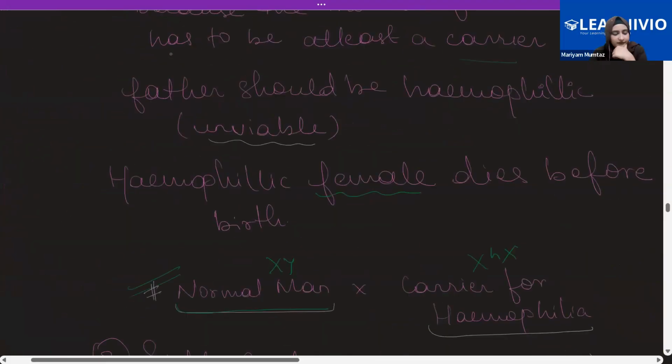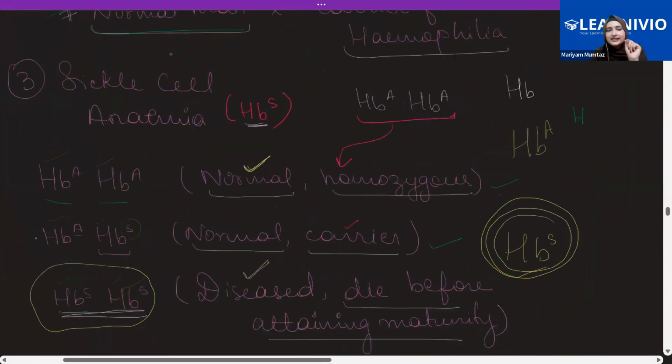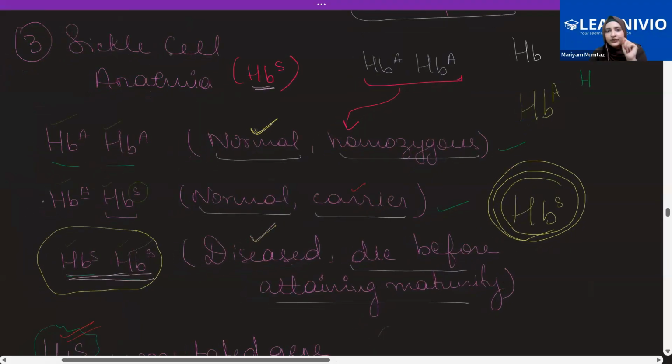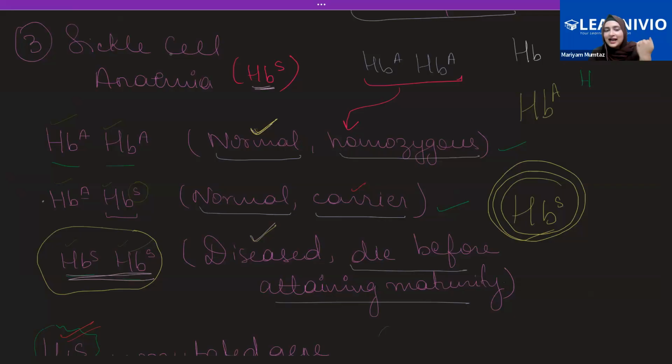After that, there comes the next disease, sickle cell anemia. Now, if you see, there's nowhere X written. Then what does that signify for us? It's autosomal. Autosomal disease, meaning it doesn't require the X chromosome for inheritance or anything of that sort. Now, sickle cell anemia is governed by the gene HB.